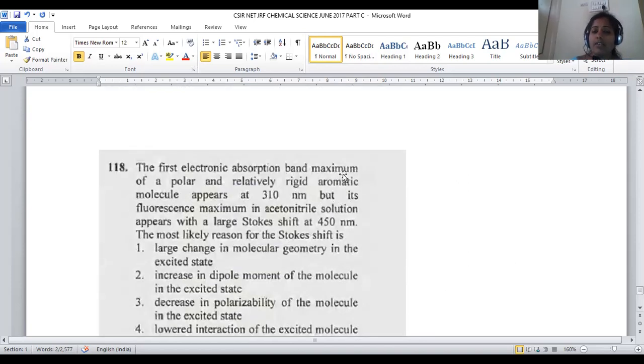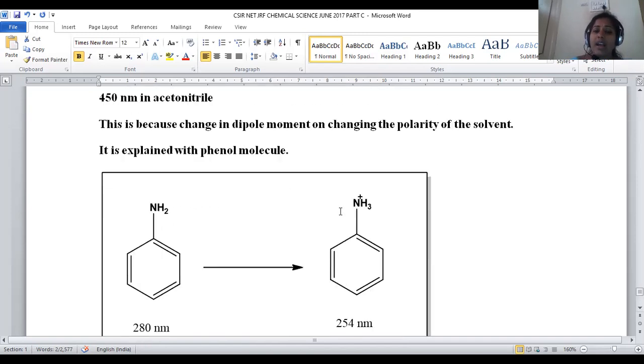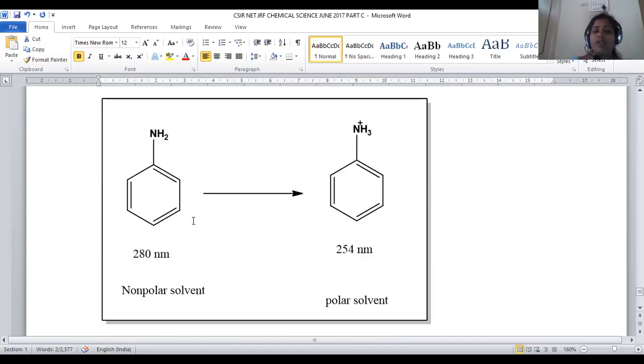They have given a random example, that is an aromatic molecule. I am going to explain by using the aniline molecule. Aniline molecule was taken. So when this aniline molecule is dissolved in acetonitrile, for example, its absorption will be at 280 nanometers. The same aniline when dissolved in water: I am dissolving aniline in water and its absorption maximum was detected. It will be taken as 254 nanometers. 254 nanometers will be observed.